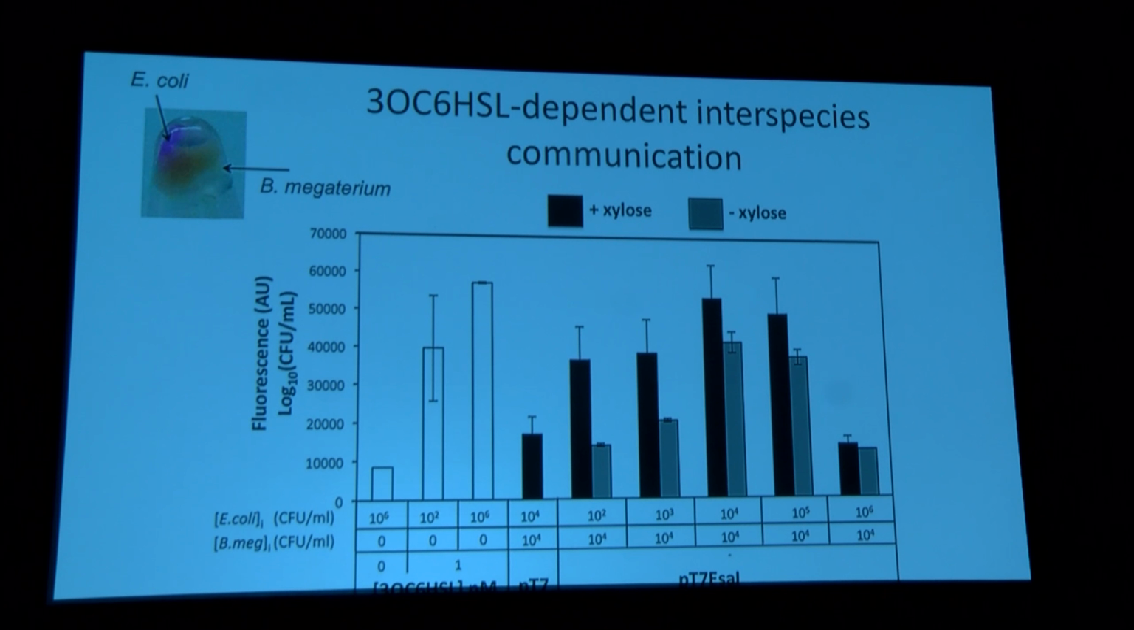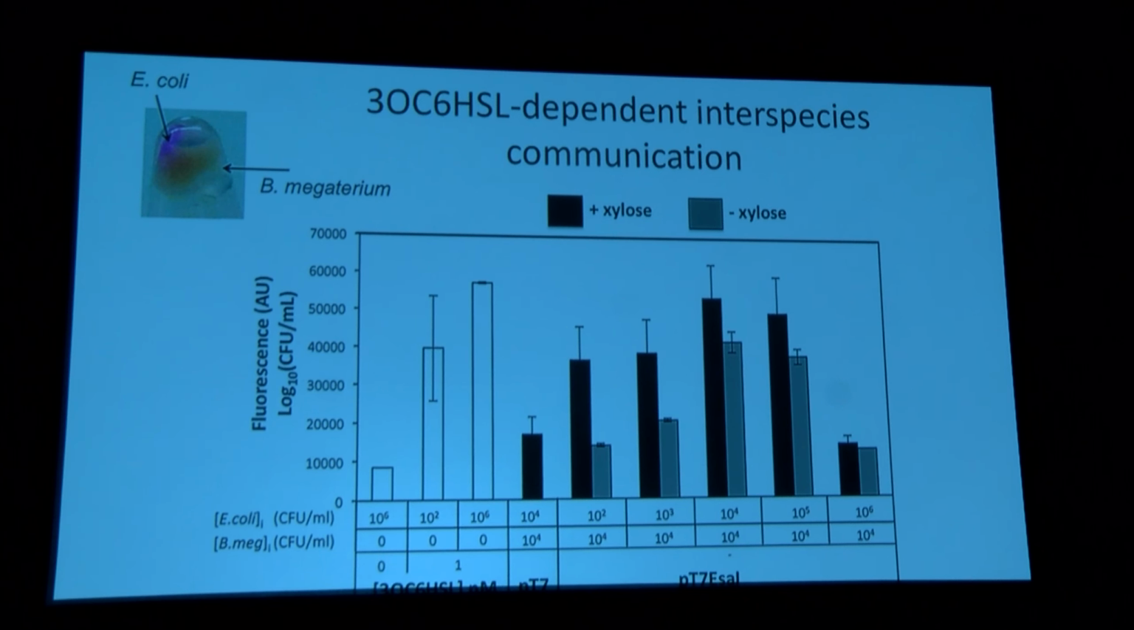And so we can see nice communication especially at 1-to-1 and 10-to-1 ratios, and broader when we do induce the system. The only time it doesn't really work is up here at the very high concentrations of E. coli. And I wouldn't be surprising any of you when I said that when we have those high concentrations of E. coli, it just outcompetes the Bacillus, and we don't have any communication happening in those systems.